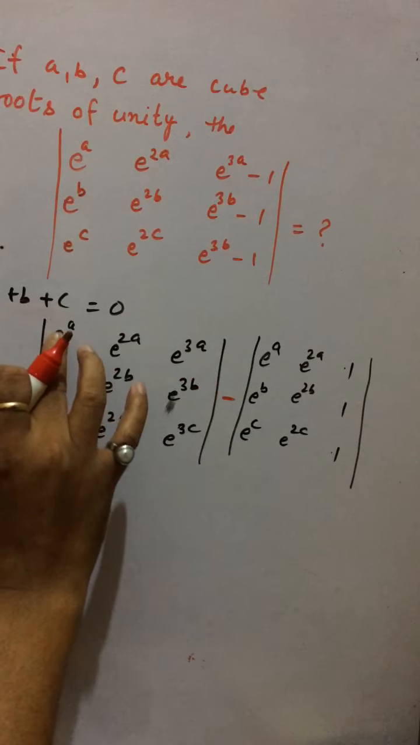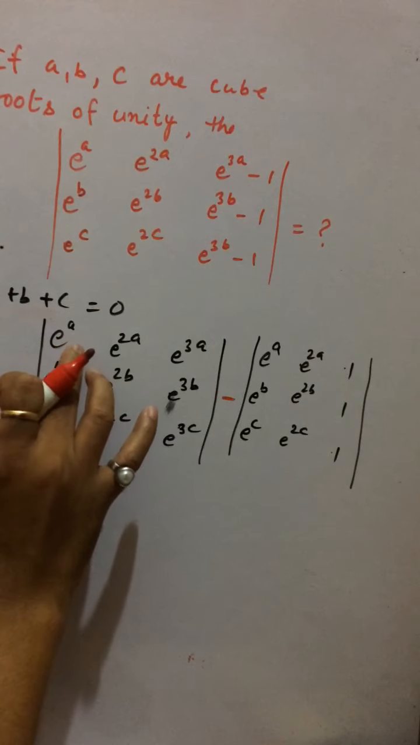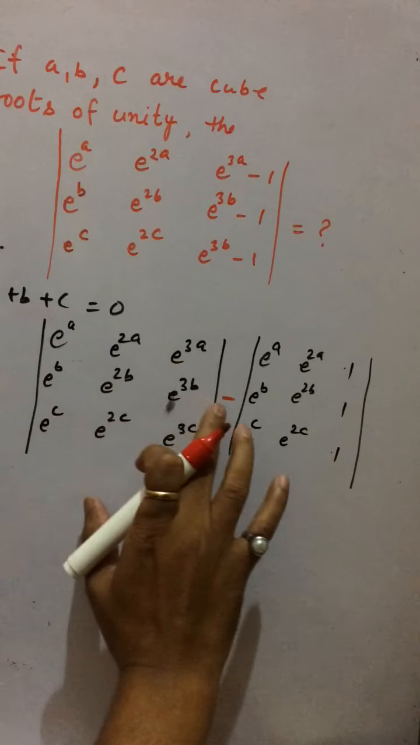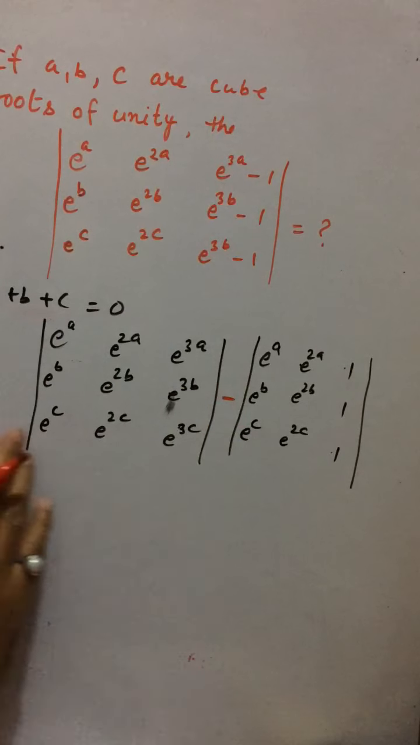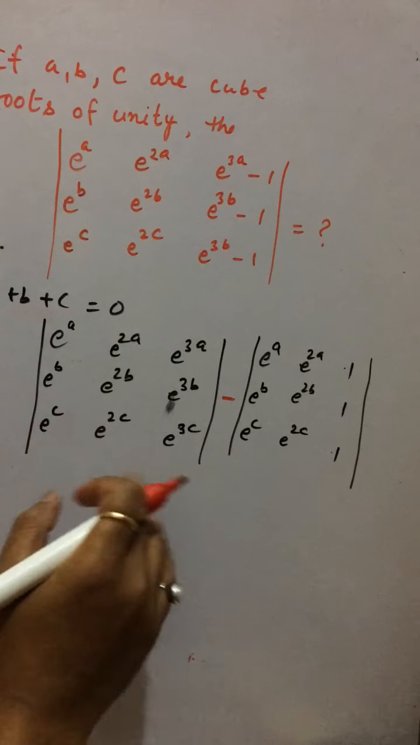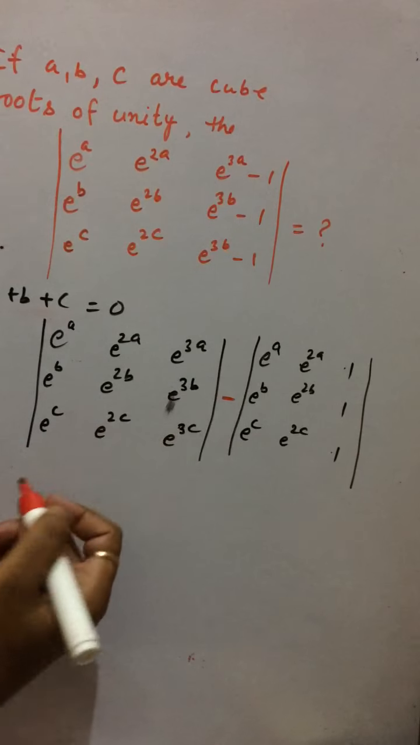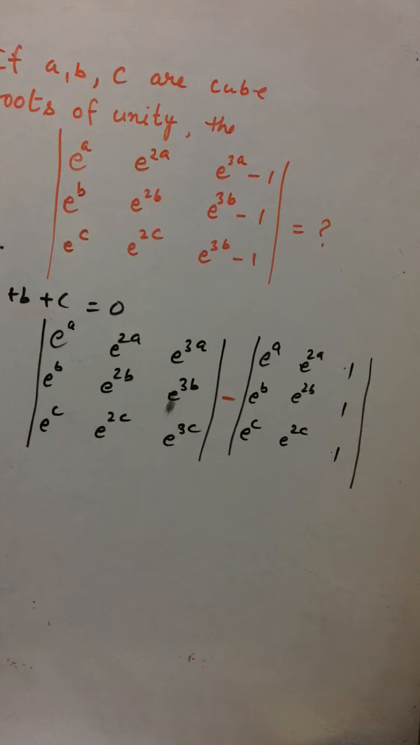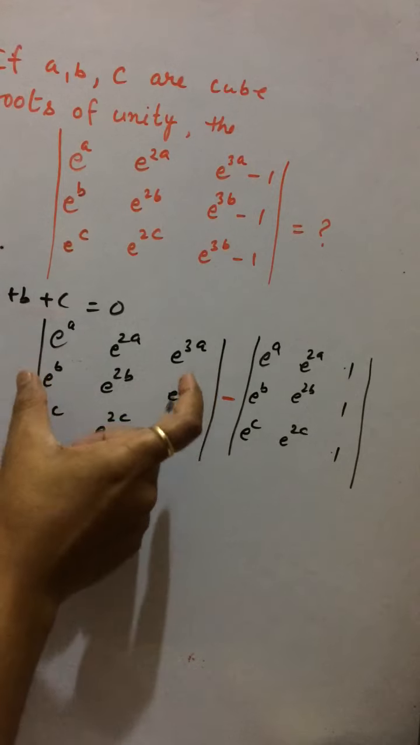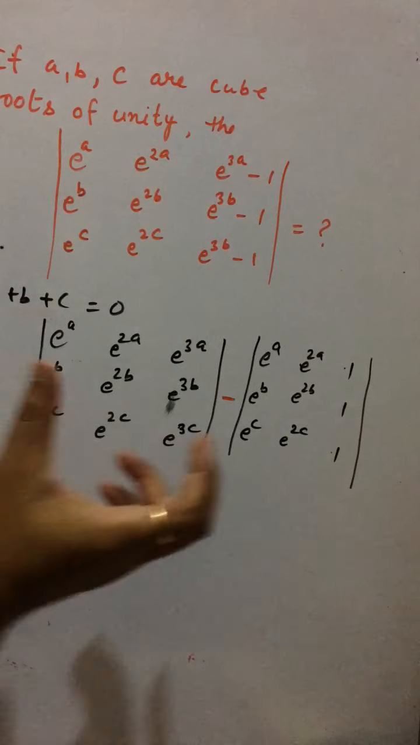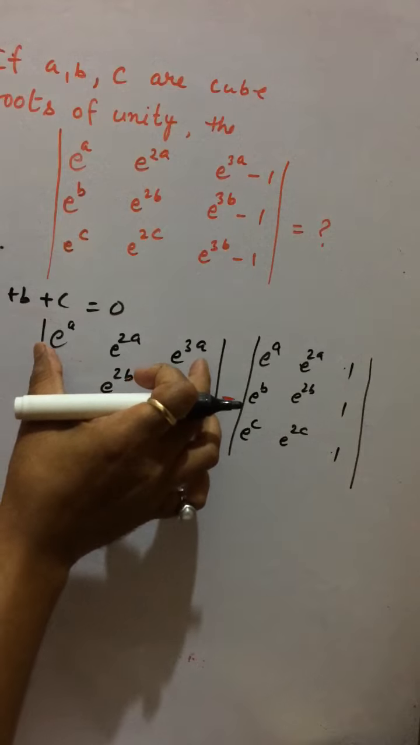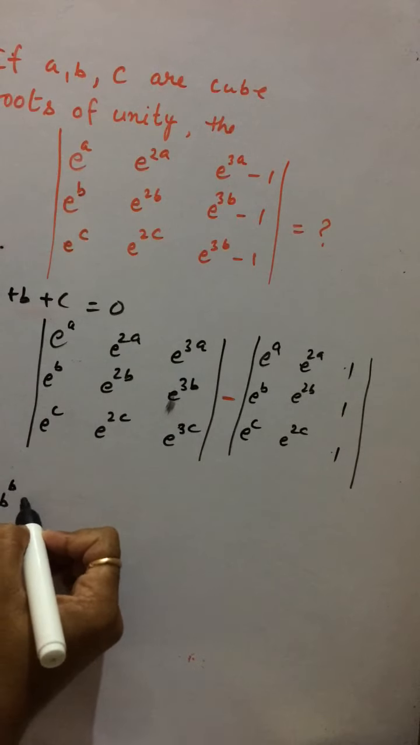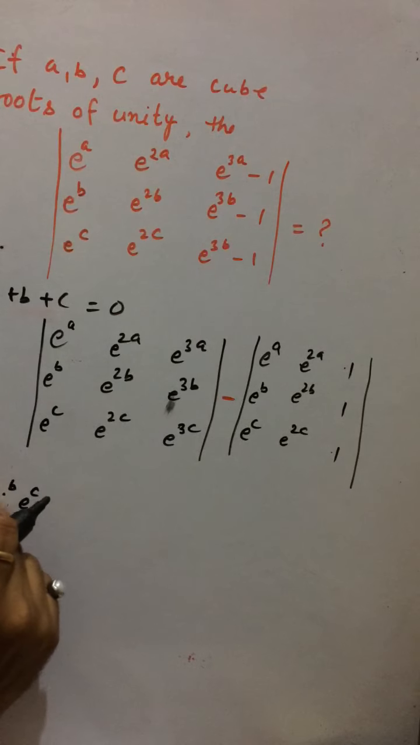I have observed that we can take out e raised to power a common from the first row, e raised to power b from the second row, and e raised to power c from the third row, because we know the rule of matrices: if we take out a multiple from any row or column, we can take out multiples. So we are getting the same multiple here, so we can take out e raised to power a from the first row, e raised to power b from the second row, e raised to power c from the third row.